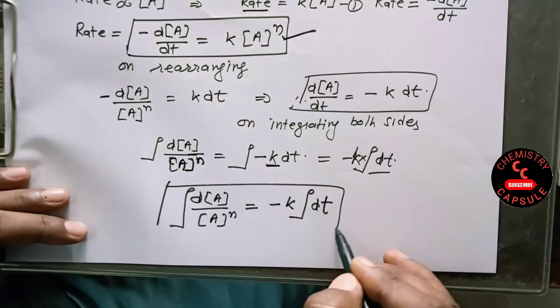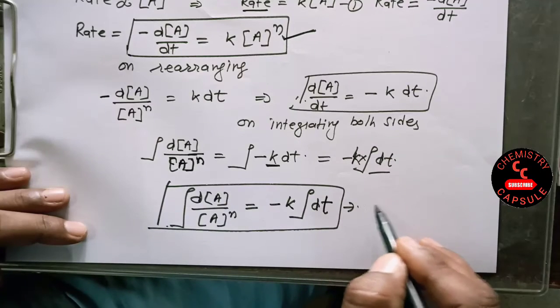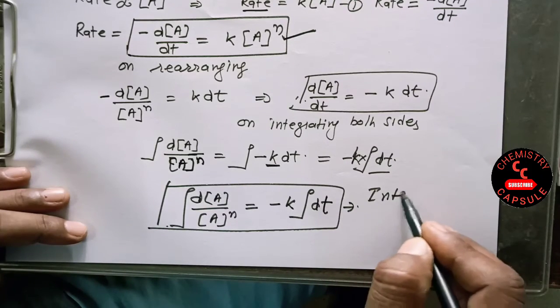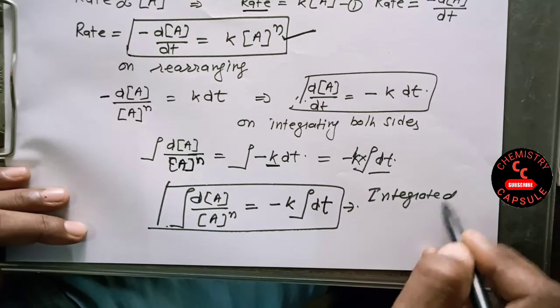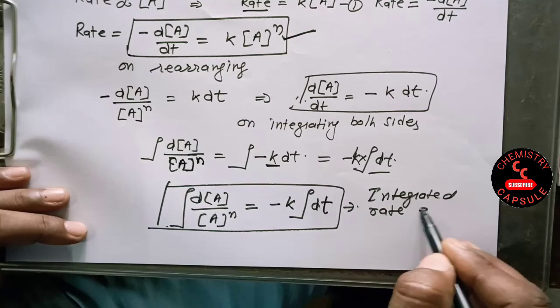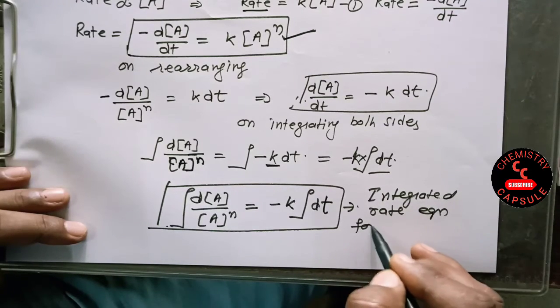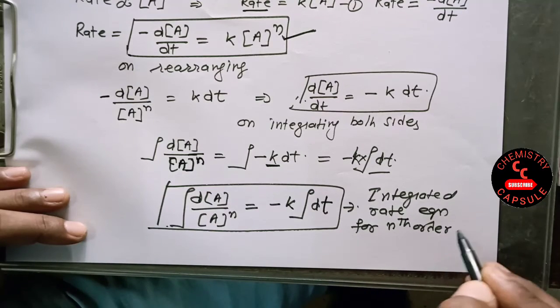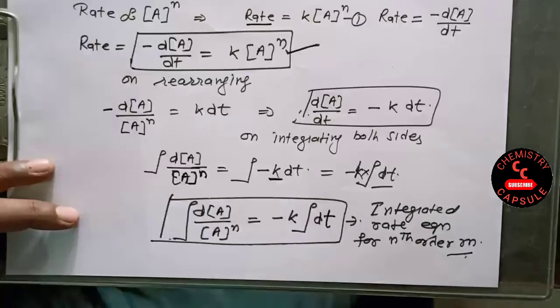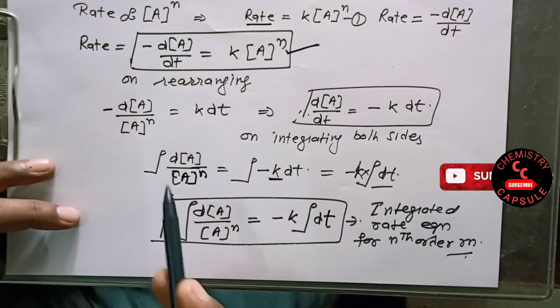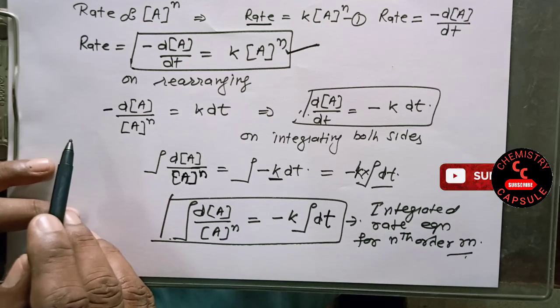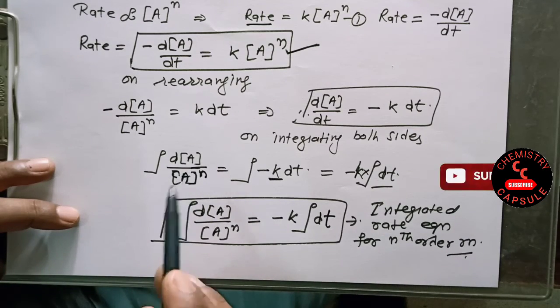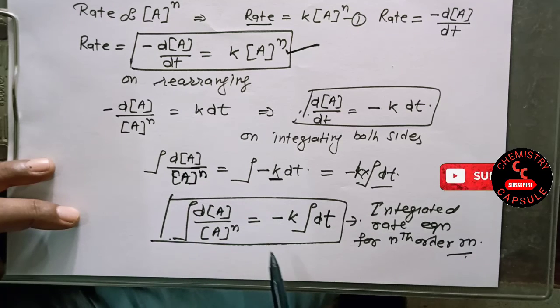So on solving this equation we get the integrated rate equation for nth order reaction. So we can convert the differential rate equation of any chemical reaction of any order by this method into integrated rate equation.